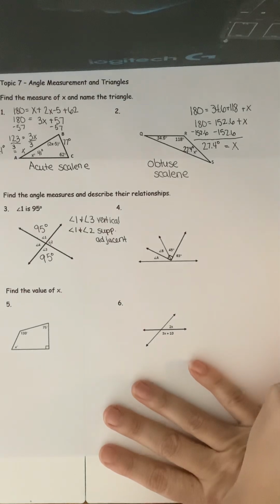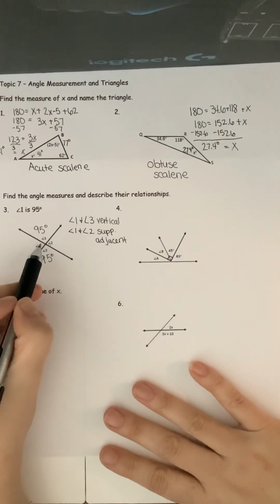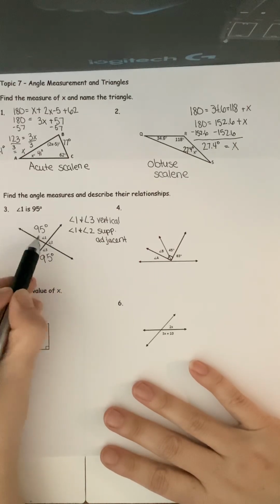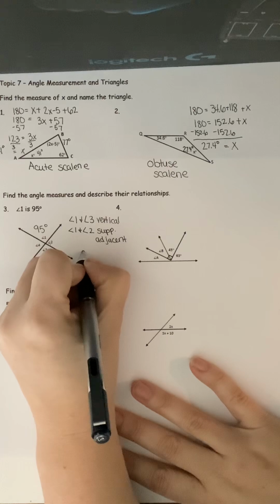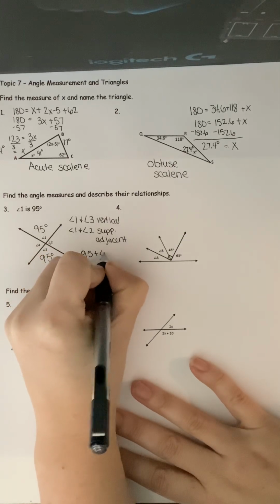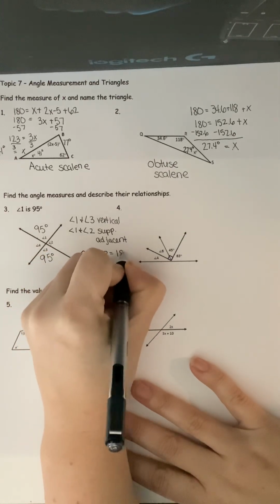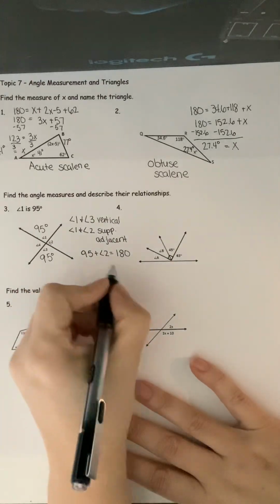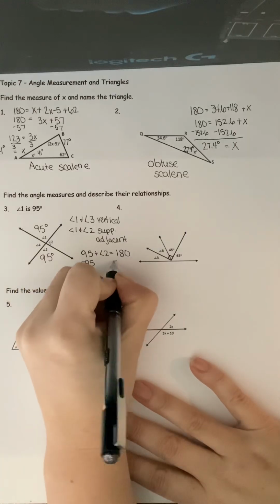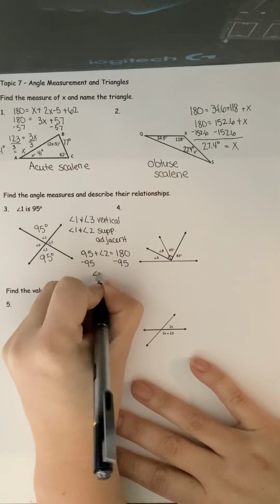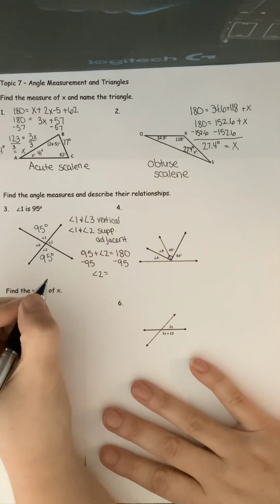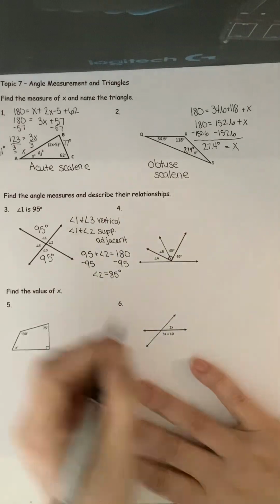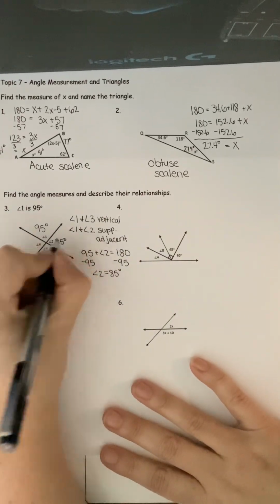When we have a supplementary angle, it's going to equal 180. So we can set 95 plus angle 2 equal to 180. We subtract 95 on both sides. That means angle 2 is going to equal 180 minus 95, or 85 degrees.